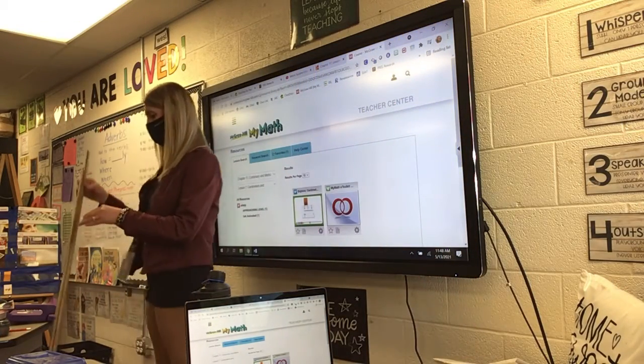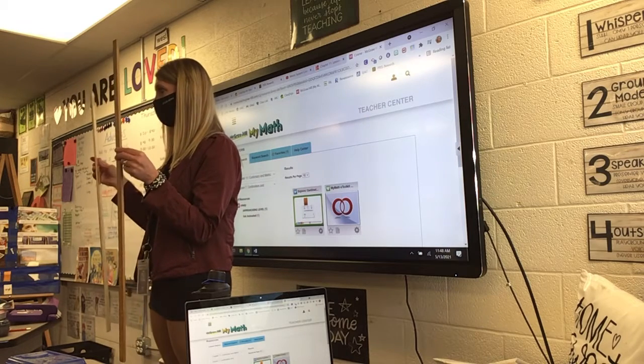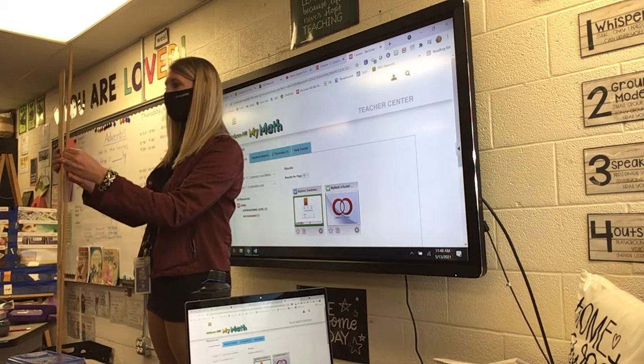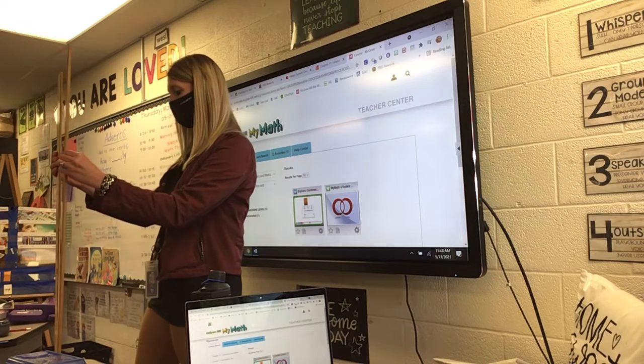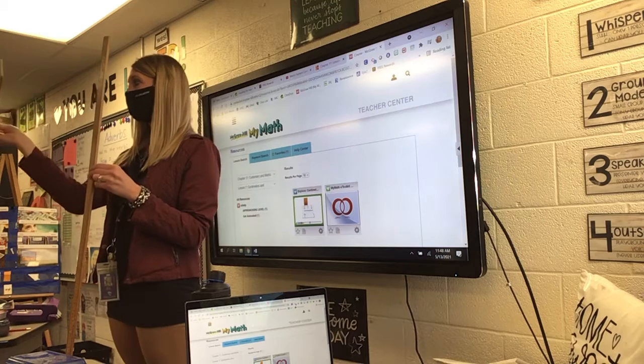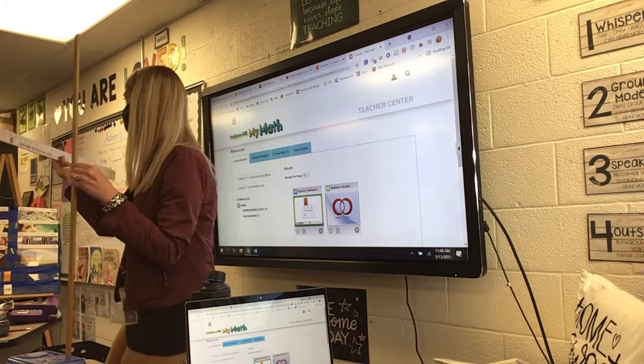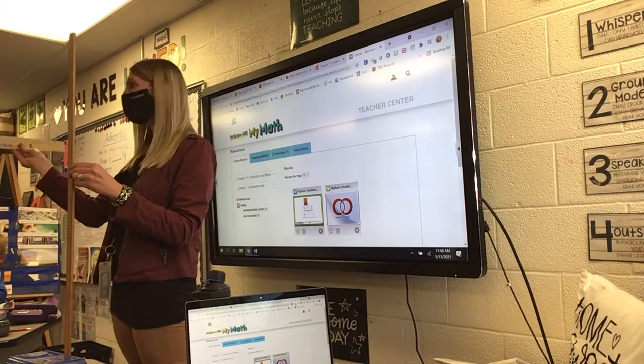And I want to show you something. Okay, I have two sticks here. Do they look the same? No. Okay, good, because sometimes kids think they are the same, but they're not. Now, we've been measuring with this stick the past few days. Who remembers the name of it? Raise your hand. Corla? It's a yardstick. Good job. It's a yardstick.